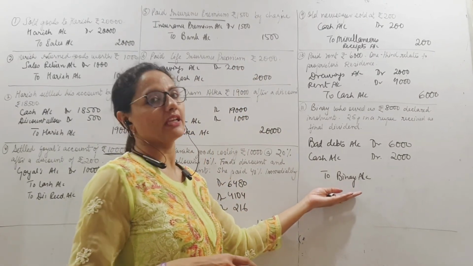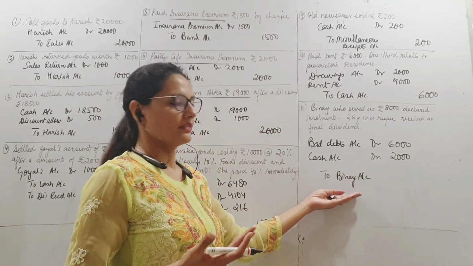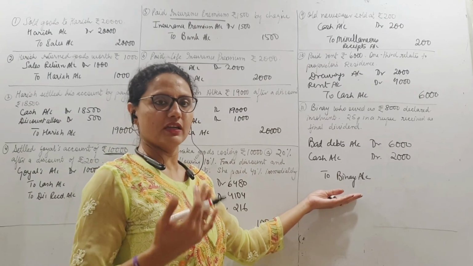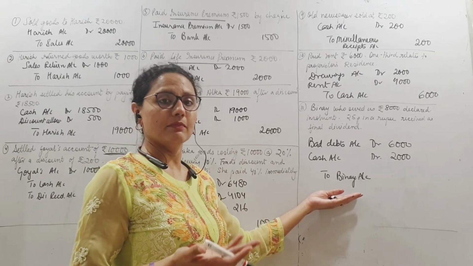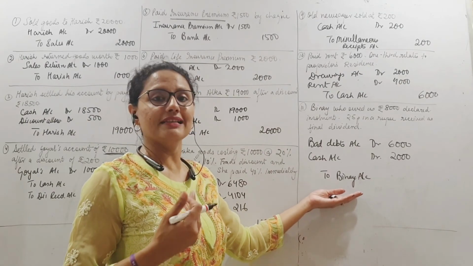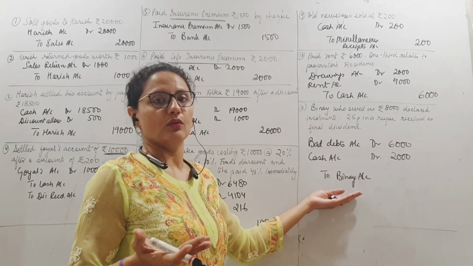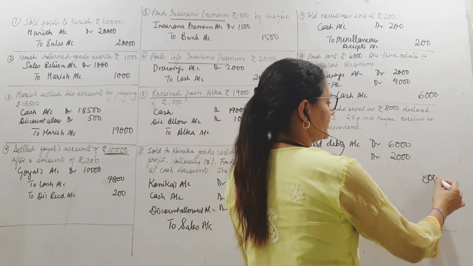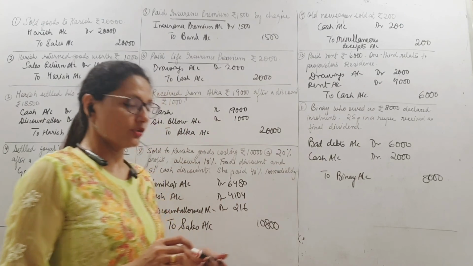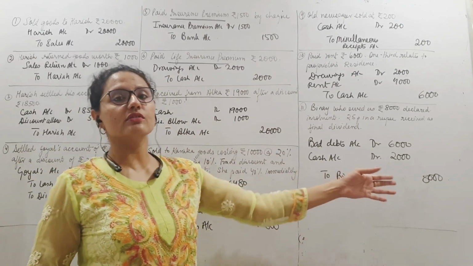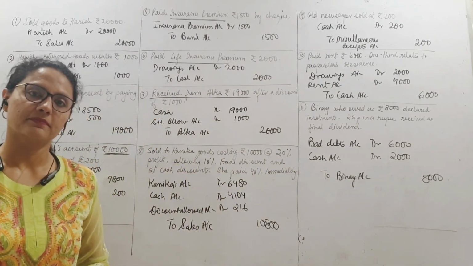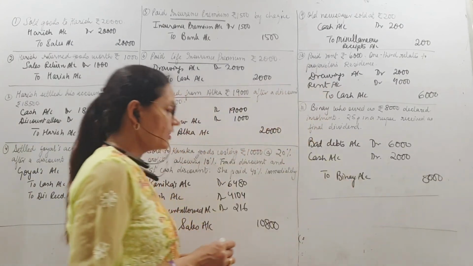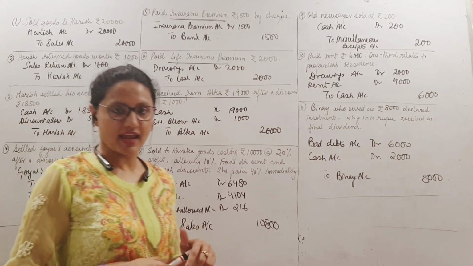Binay's account has to be closed because now this entire 8,000 story is over. He owed us 8,000, 2,000 he has given us, and the remaining he is not going to give me. So is he still my debtor or my asset? No. I am not going to receive anything from him. So there is no point showing his account open, right? So we close Binay's account entirely. With this, we finish off the task in hand.